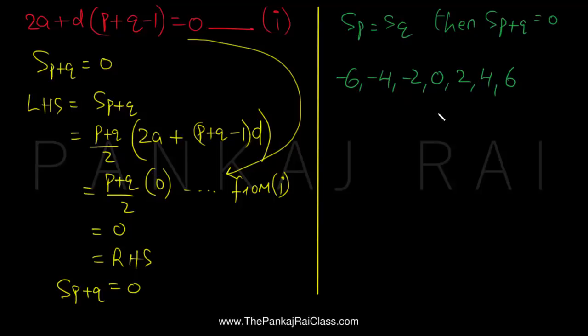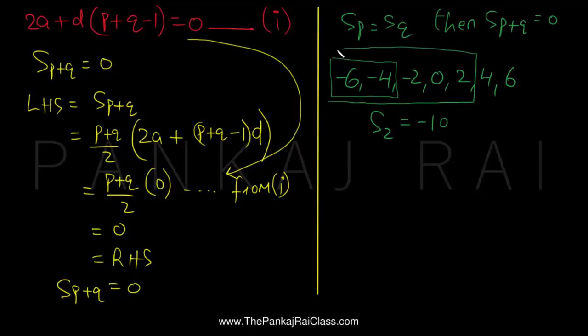Now if you carefully see over here, let's say that the sum of first two terms is S2 and it is given as minus 6 minus 4, which is minus 10. And if you look at the sum of first 5 terms, that will also be equal to minus 10, because minus 2 plus 0 plus 2 will be equal to 0, so that will not make any difference to the sum. So S of 5, the sum of first 5 terms, is also equal to minus 10. So we are getting that S2 is equal to S5.